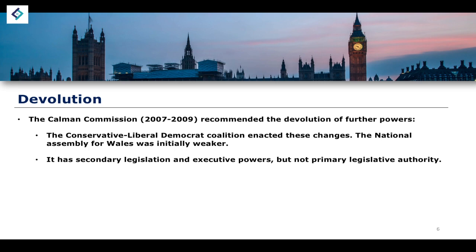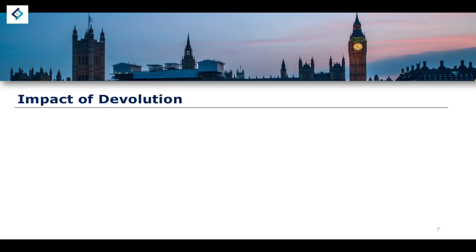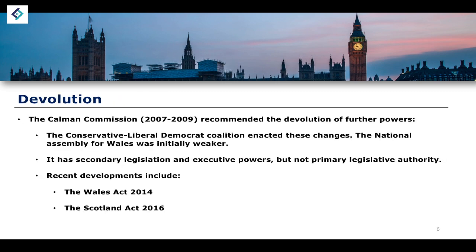It has secondary legislation and executive powers, but it does not have any kind of primary legislative authority. And so we end up with further pieces of legislation in terms of recent developments. So we have, for example, at the end of the Conservative-Liberal Democrat coalition, the Wales Act of 2014, and we also have the 2016 Scotland Act, which takes place in the early years of the Cameron administration from 2015 to 2016, with the Scotland Act.